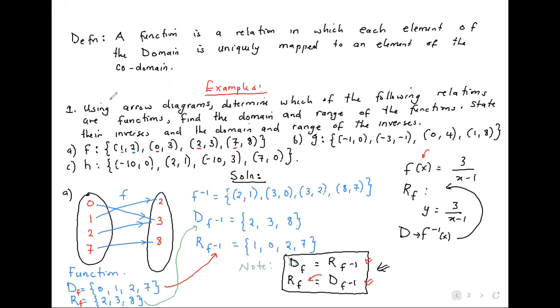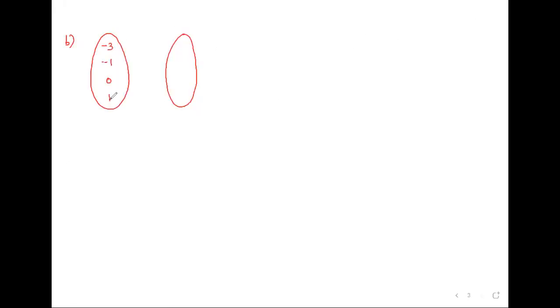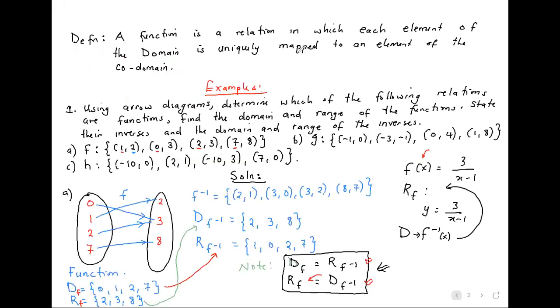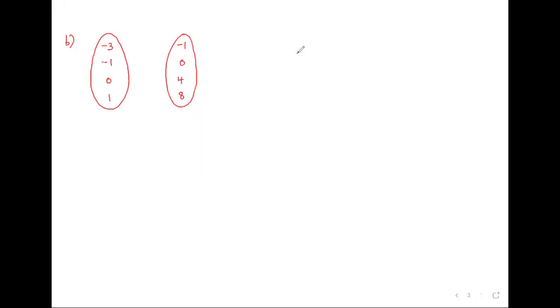-3 goes to -1. So we have -1, 0, 4, 8. And then -3 goes to -1. -1 goes to 0. And then 0 goes to 4. 1 goes to 8. Clearly, this is a function.